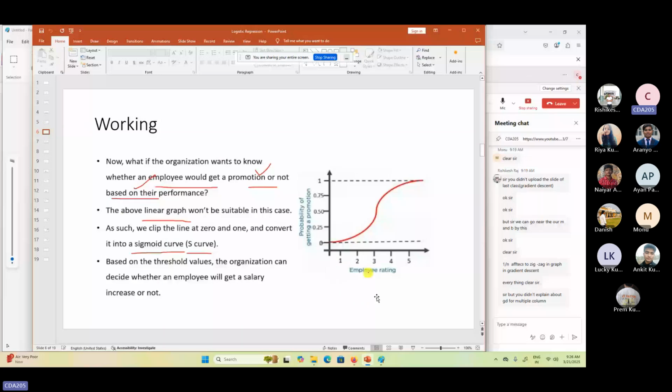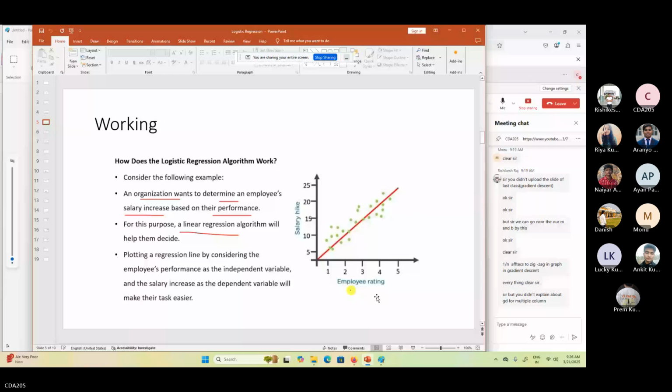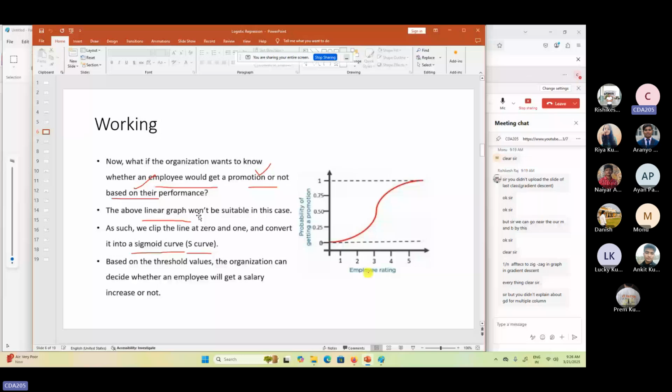Now, what happens if the organization wants to know whether an employee should get a promotion or not based on their performance? Earlier, it was the salary hike. Now it is whether, based on performance, they will get the promotion or not. So the above line graph would not be suitable for this case. This straight line is not suitable.